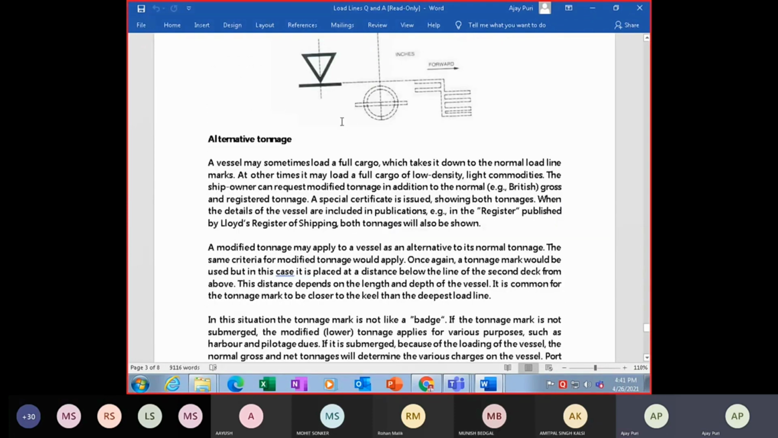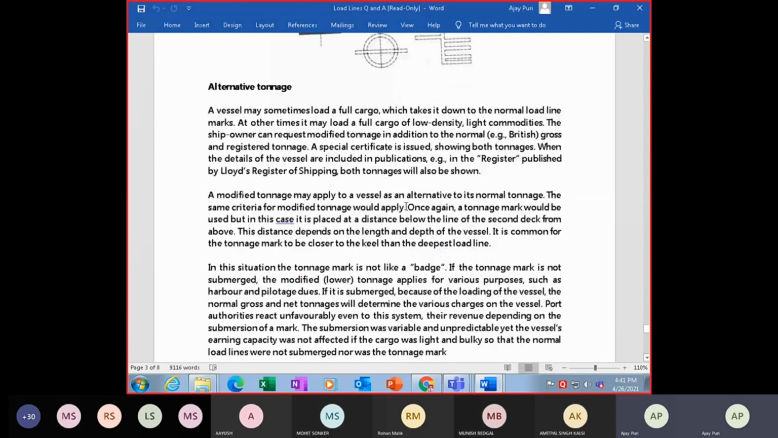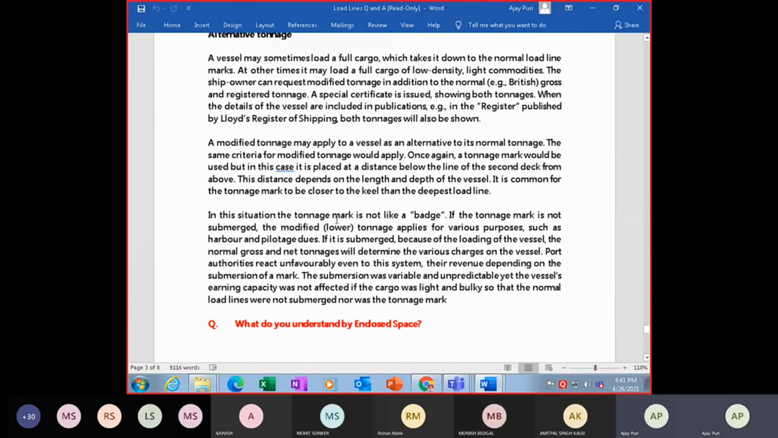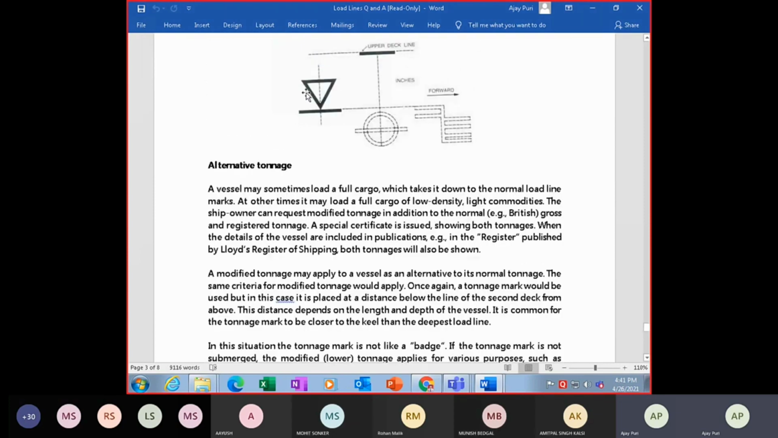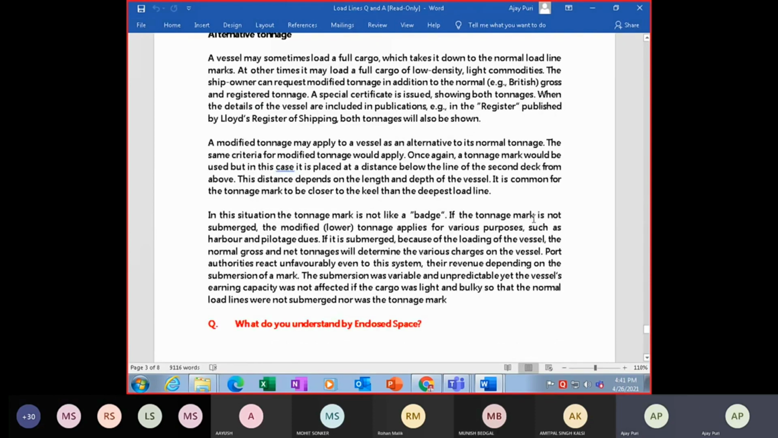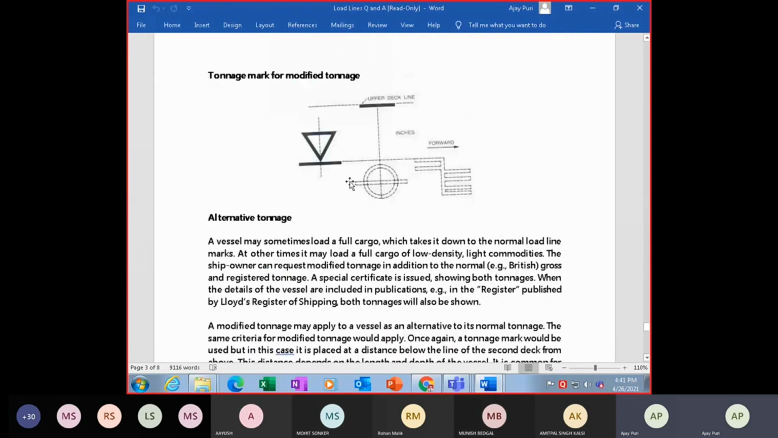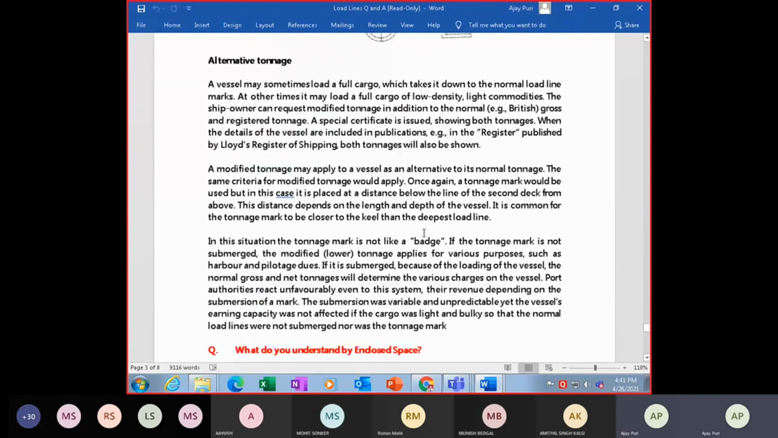So this goes a little lower rather than being above. So in this situation, the tonnage mark is not like a badge placed here, it will not be like this. This is modified tonnage; alternative will not be like this. So if the tonnage mark is not submerged, the modified tonnage applies for both purposes, such as harbor and pilot duties. So if there is one more mark lower down and it is not applied, then this one will apply for port dues and all.